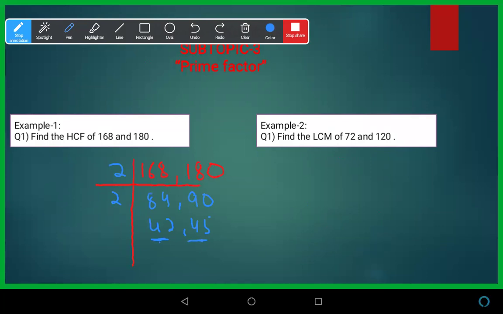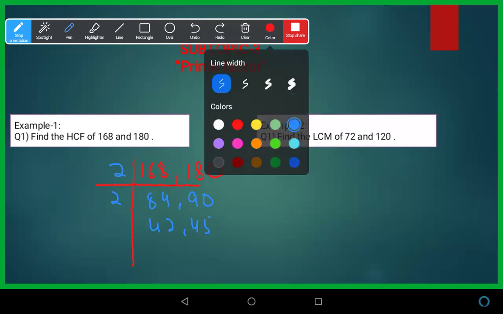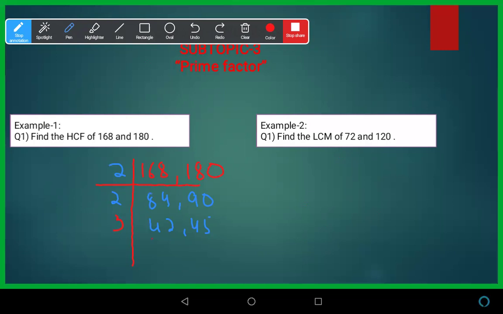But both the numbers can be broken down using 3. So I will use 3. 3 1s are 3, 3 4s are 12, 3 14s are 42, and 3 15s are 45. Now 14 and 15 cannot be divided by the same number, because 14 can be divisible by 2, but 15 cannot. 15 can be divisible by 3, but 14 cannot.